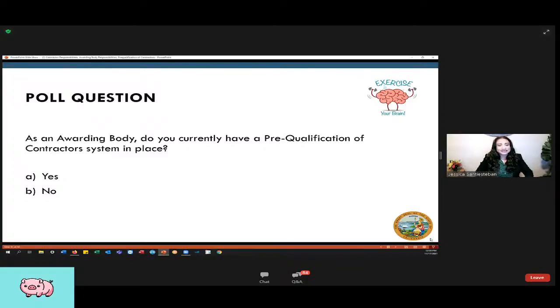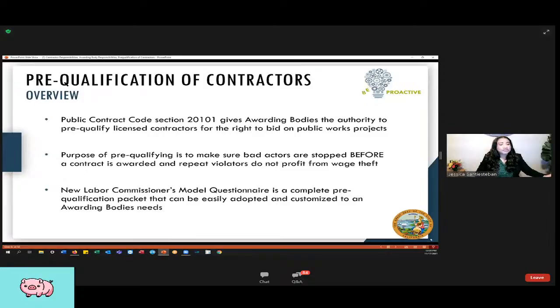Next slide, please. For those of you that are not familiar with the pre-qualification of contractors, a quick overview. Under Public Contract Code Section 20101, awarding bodies do have the authority to pre-qualify licensed contractors for the right to bid on public works projects. So the purpose of pre-qualifying is to make sure that bad actors are stopped before a contract is awarded and that repeat violators do not continue to profit from wage theft.